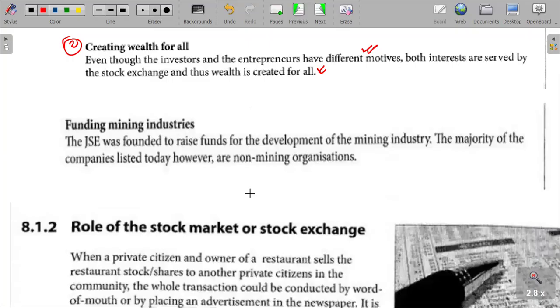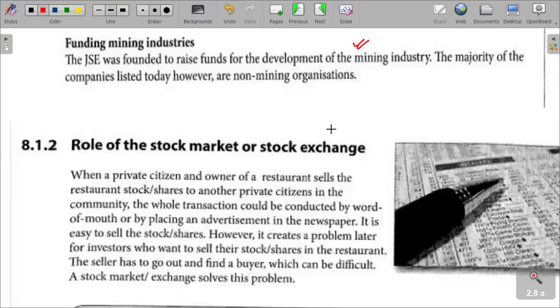It also provides funding for mining industries. The JSE was founded to raise funds for the development of the mining industry as the primary reason why it was formed. The majority of the companies listed today, however, are non-mining organizations, which shows that there has been development beyond the JSE's primary motive. So what we are saying is that the JSE provides funding to businesses in general, not only the mining industry but many others, which now have their shares traded and managed through the JSE.